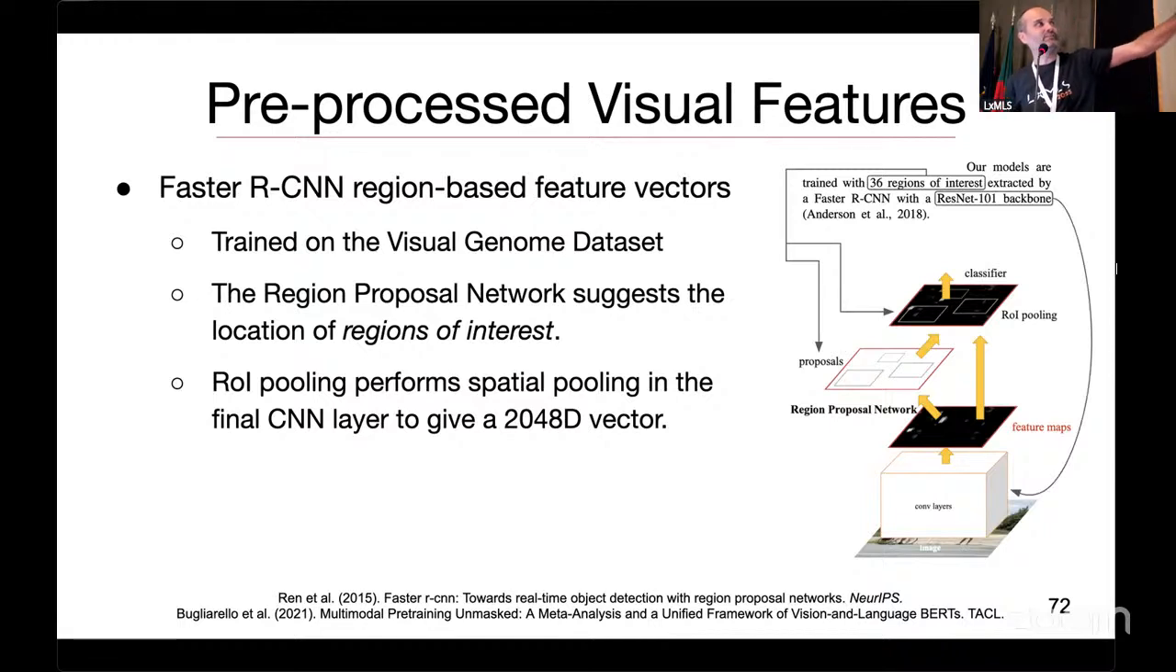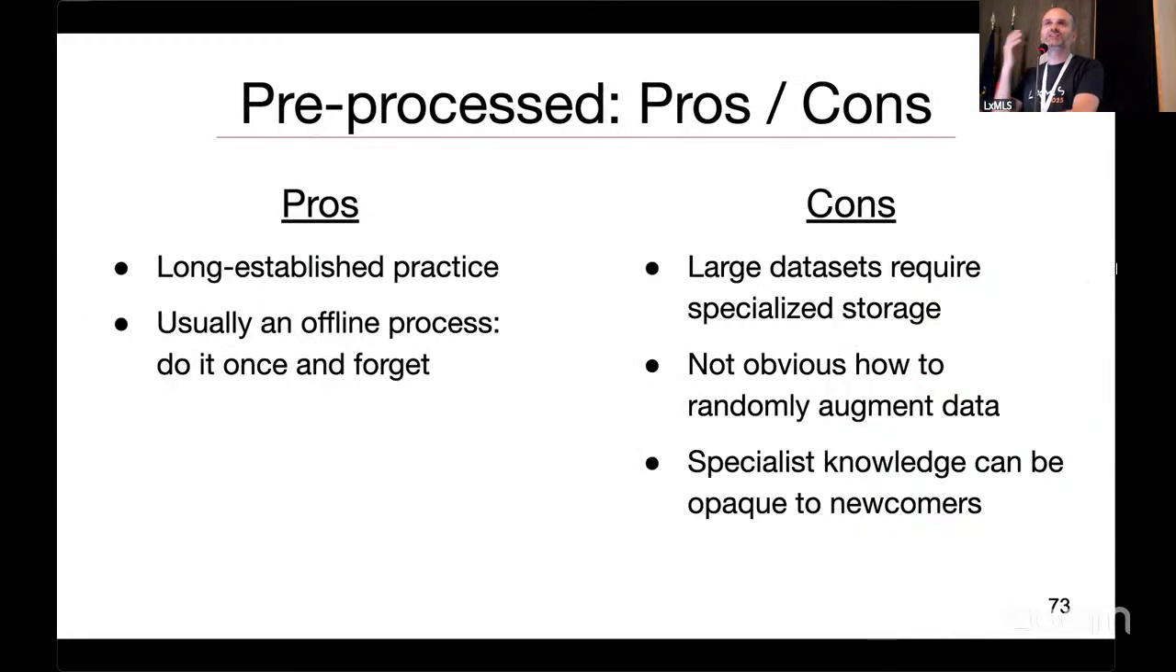And this was where the actual ResNet backbone came in at the bottom with its 101 layers of depth. And this was a long-established practice, but which was usually an offline process. You did it once, and then you didn't have to do it again, but you created really, really large datasets in the terabytes, and you had to use tools like H5 to store this. And it was not obvious how to augment the data when you were working with this because you had already extracted the visual representations from the model.